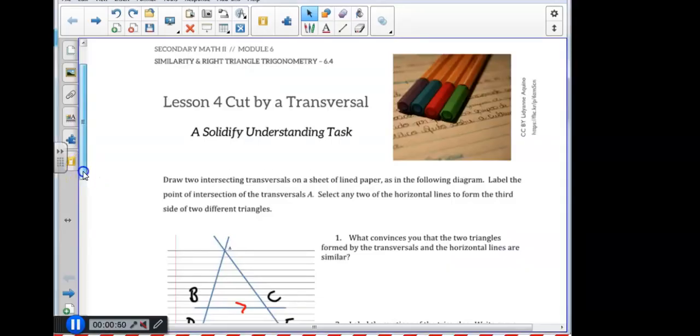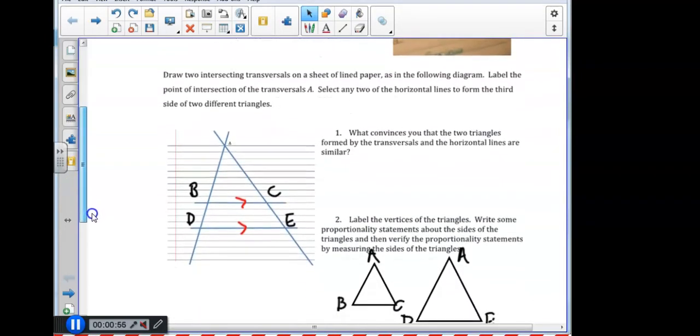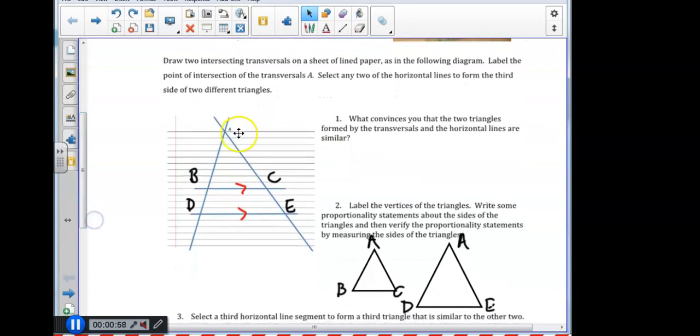In Lesson 4 of Unit 7, Cut by a Transversal, we are asked to draw two intersecting transversals on a sheet of lined paper as in the following diagram. We are asked to label the point of intersection of the transversals A, just like in the diagram, and select any two of the horizontal lines to form the third side of two different triangles. So I'm going to use this diagram here, and I'm going to take a look at number 1. With lined paper, we do know that all of the lines will be parallel. So therefore, I've marked in red here that BC should be parallel to line segment DE.